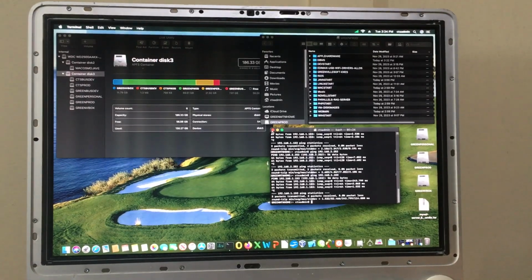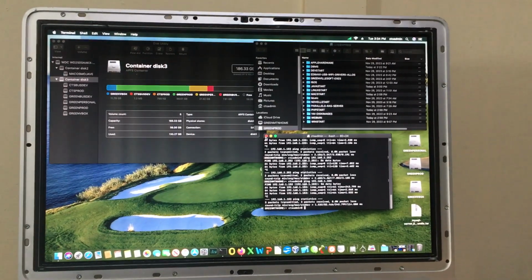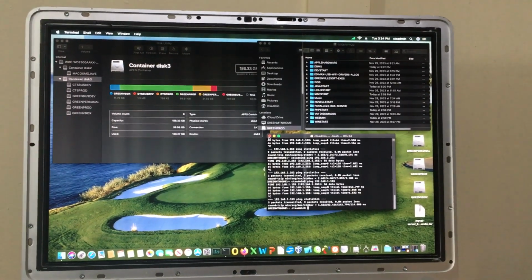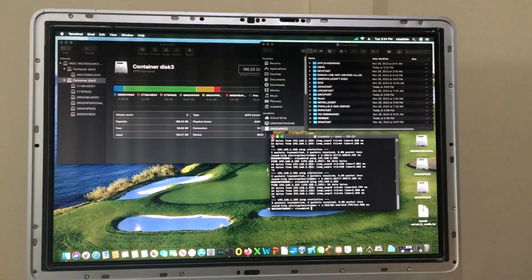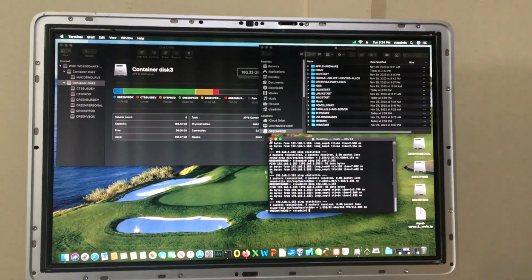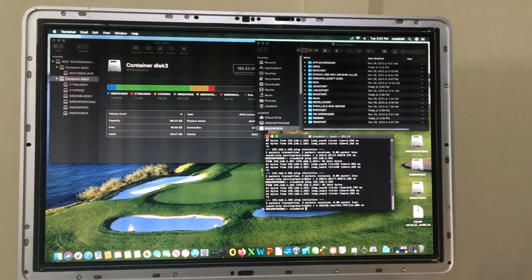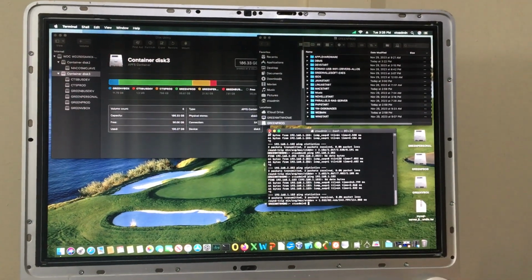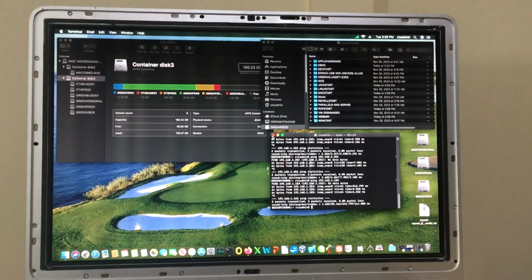And on this personal machine, I do have both a MySQL and a Postgres SQL Server running at the same time, and under 3 gigs of RAM. So this is a very powerful machine.